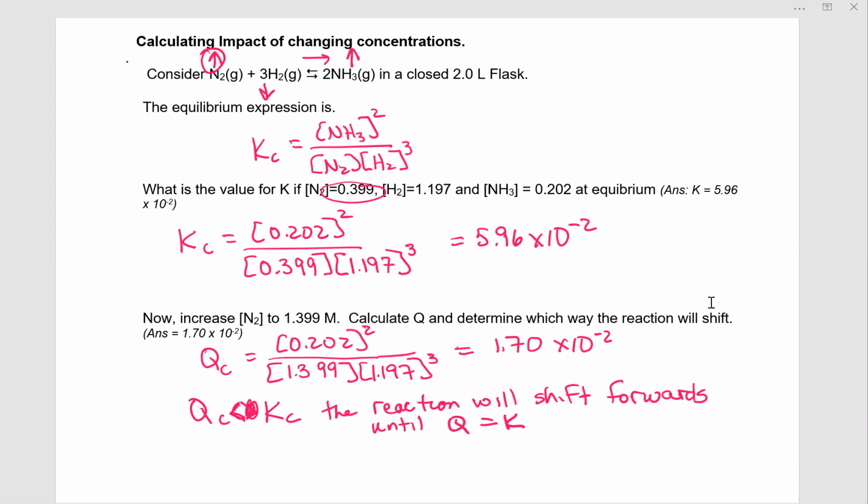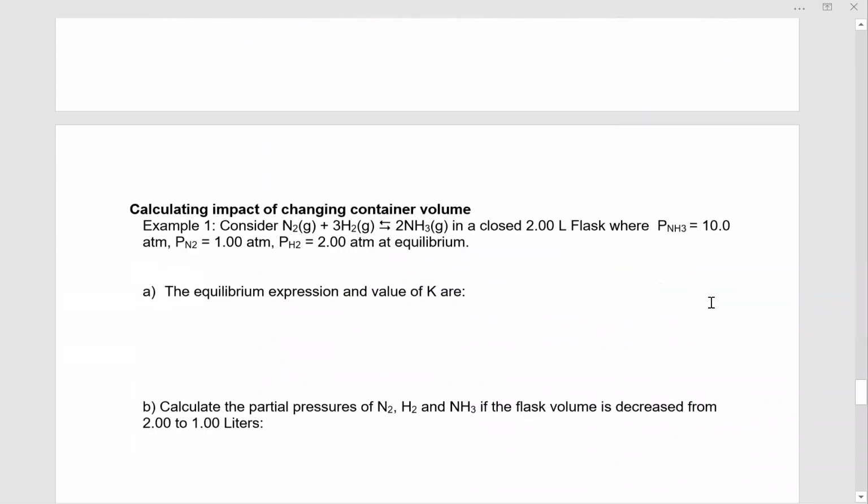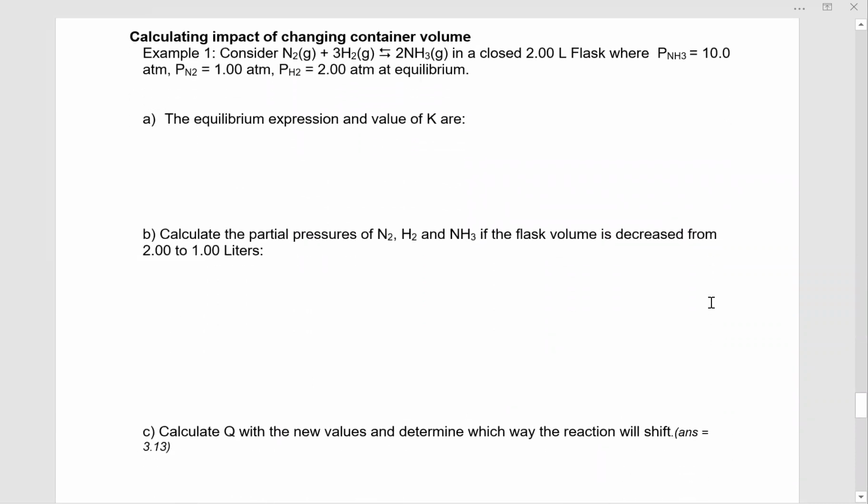Let's take a look at changing container volume. So we looked at calculating the impact of changing concentration. Now we're going to look at the impact of changing container volume. And we're going to look at the exact same exciting reaction. Okay, so we've got nitrogen reacting with hydrogen to form 2 moles of ammonia in a closed 2-liter flask. And we're given the partial pressure of NH3, partial pressure of nitrogen, and the partial pressure of hydrogen at equilibrium. So once again, we are going to calculate the value of K.